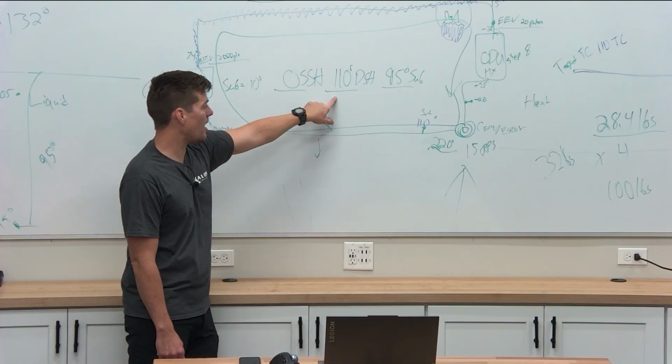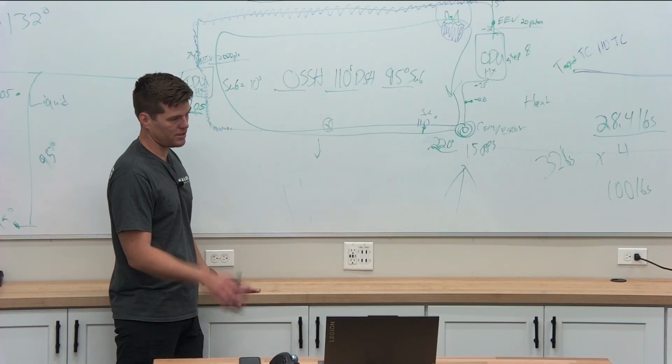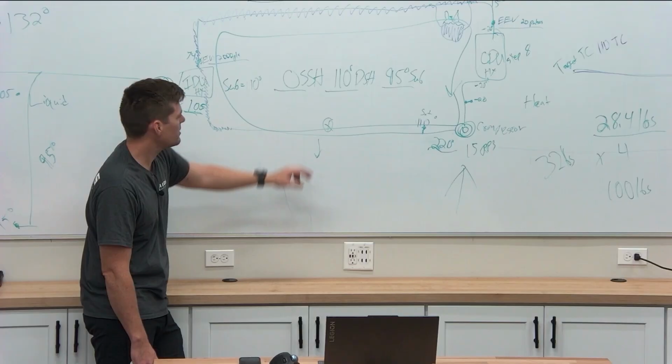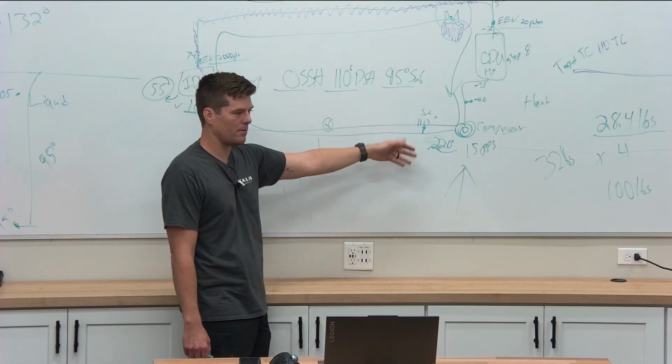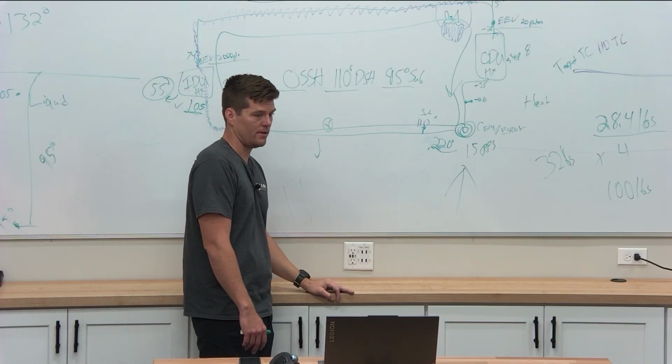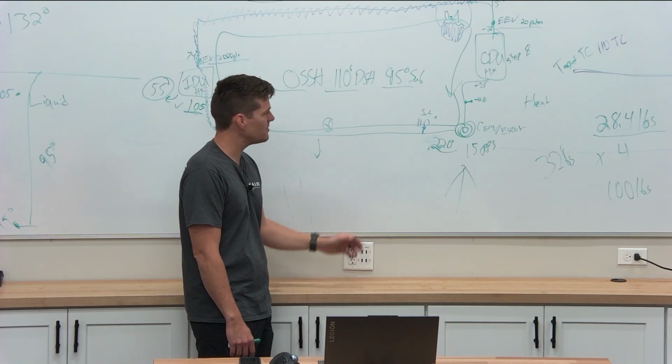So this only is going to get hotter and hotter and hotter, and it'll hit a peak where this unit shuts down. Not because of discharge superheat, it shuts down because of high discharge temp. Or the compressor starts to overamp. Or the compressor seizes because it overheats.